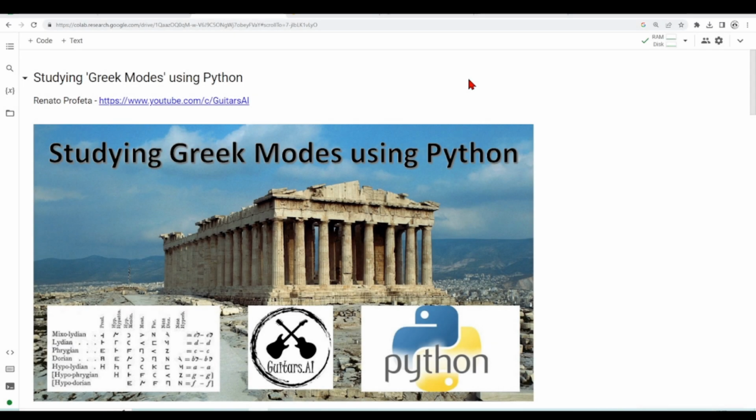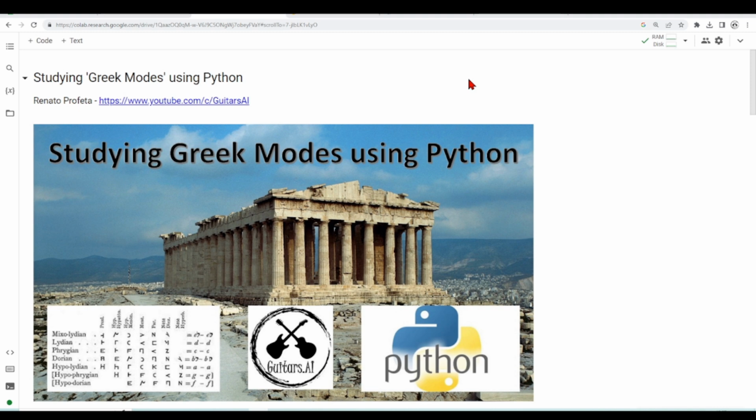Hello there, and welcome to this series where we are going to use Python to study the Greek modes in music. The Greek modes is a very important and interesting topic, but it can be a bit tricky if you learn it in a way that can be misleading, and then you can make false assumptions or learn the concepts not in a very solid way.